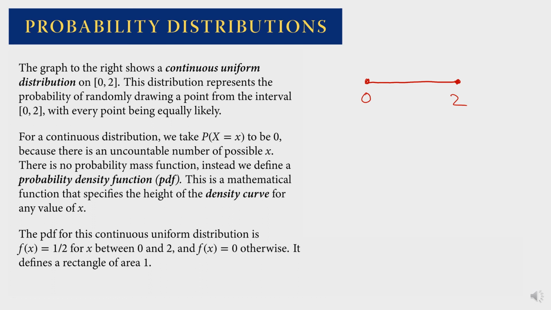If X is the point I get, X might be 1.2, it might be 0.3334, it could be 1.78215647, and on and on and on forever. It could be anything in this interval. There's no way to keep track of all the outcomes. That's why the number of outcomes is said to be uncountable.